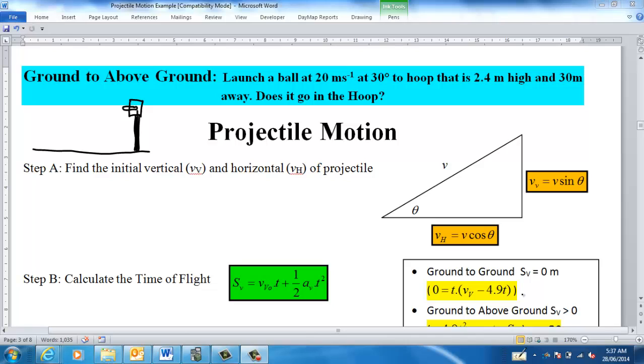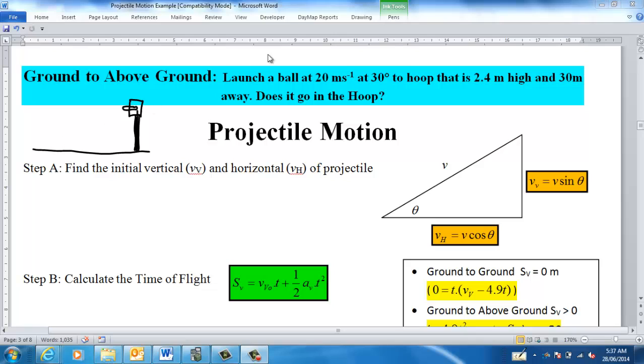Today we're going to look at an example where we're going from ground to above ground, and the initial conditions are launch. We're launching a ball at 20 metres per second at 30 degrees to a hoop that is 2.5 metres high and 30 metres away. The question is, does it go in the hoop?